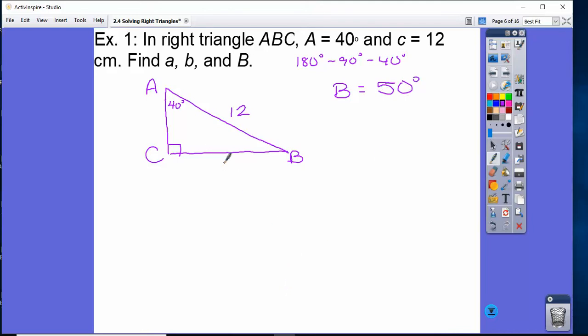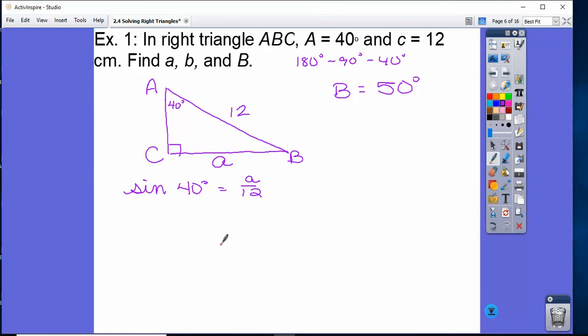Okay, if I want side A, from this 40-degree angle, side A is my opposite. My 12 is my hypotenuse. So what trig function is that? So we'll say the sine of 40 degrees equals A over 12. Now before, we were dealing with angles we knew.